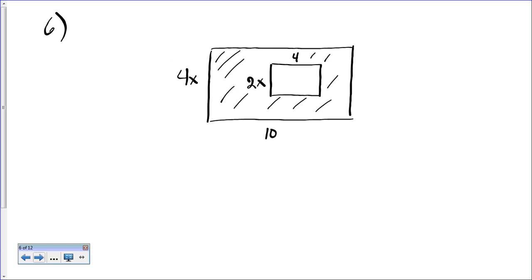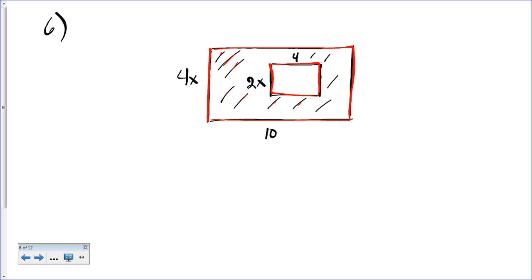Okay, number 6. This one's asking you that you have a rectangular wall that has a small rectangle cut out to make a window. So this is your wall right here, and this is your window. These little marks here mean that this is the shaded location. It wants to know the area of the shaded portion.